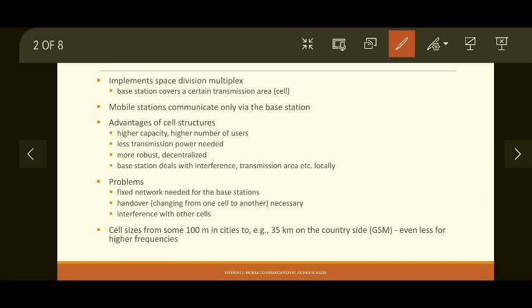So mobile stations communicate with each other only via the base station. So if you have a cell within a region, there will be an antenna at the center.